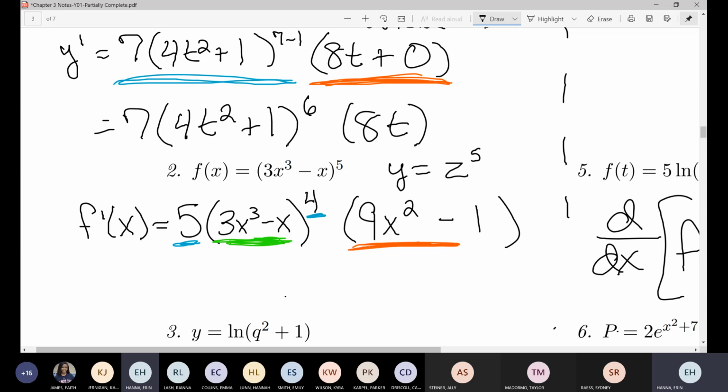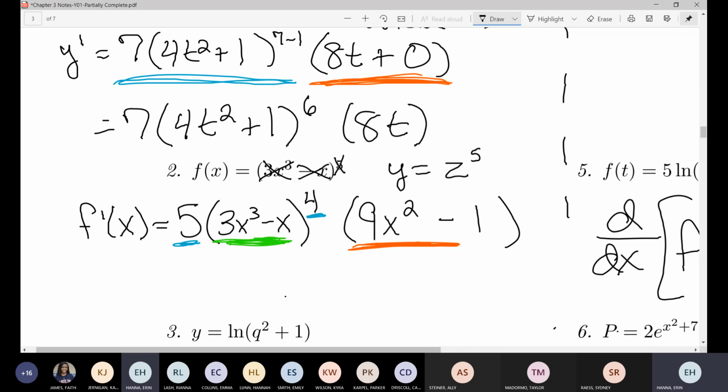Well, I see that my outside function is something to the 5th, so I do the power rule. Once I do the power rule, I essentially don't care about that 5th power anymore, and I just have to take the derivative of what's left. Well, what was left? I had a 3x squared, so I took the derivative of that, and then I took the derivative of the negative x. I don't have anything else to take the derivative of, I'm done.